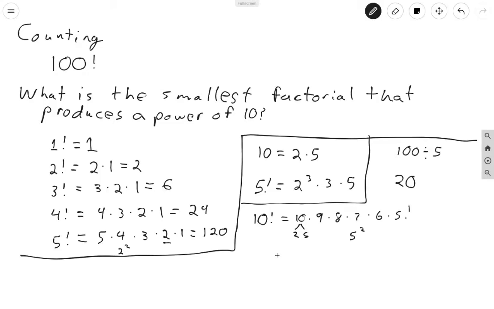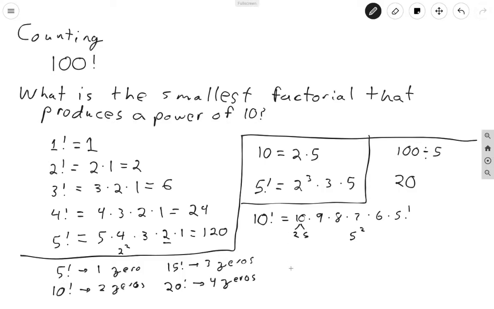All right, this seems like we're going along a good way. So when we have 5 factorial, we have 1 zero. When we have 10 factorial, we have 2 zeros. When we have 15 factorial, we will then have 3 zeros. 20 factorial, and we will have 4 zeros. But the question becomes, what about 25 factorial?